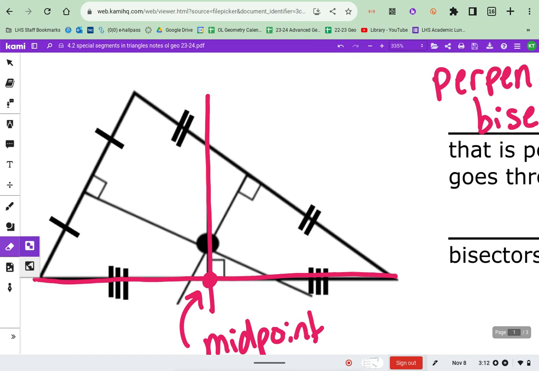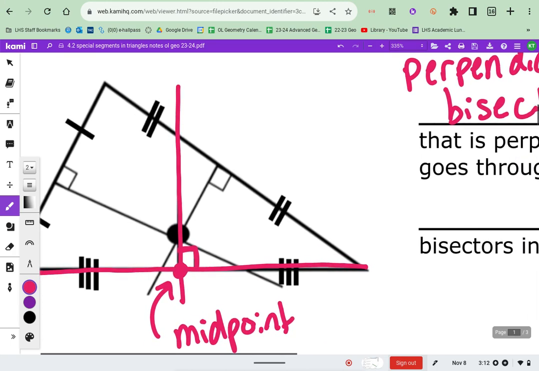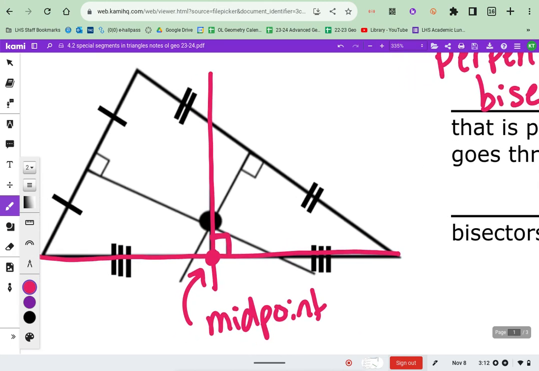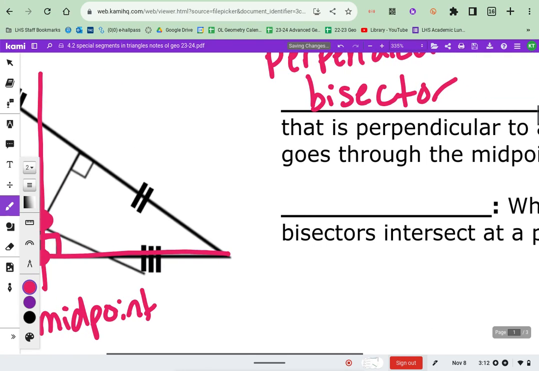And then the other piece of the perpendicular bisector is the perpendicular part. Just notice that the perpendicular bisectors are perpendicular. That's why you have those little right angle boxes. It's perpendicular to the side where the midpoint is. When we have 3 of them in a triangle, they all intersect in the same exact place, and we call that place the circumcenter.